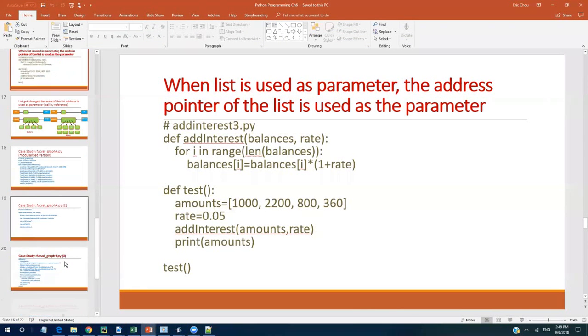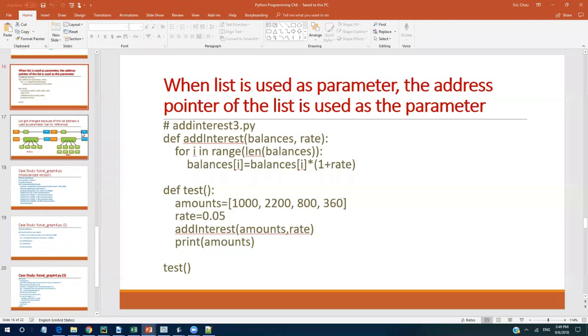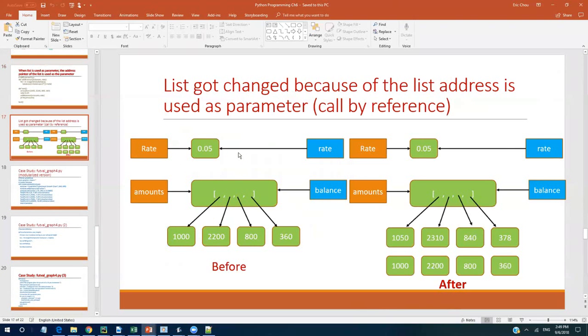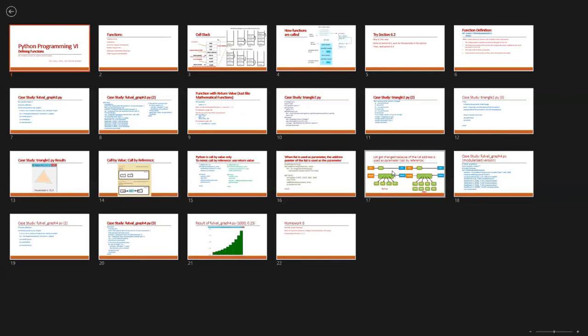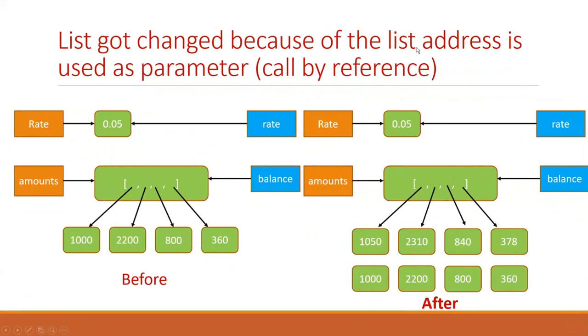Okay, so we have about 4 or 5 different pages. Let me continue. When you look at the program, when I have a list, like amounts, it actually is a reference value. So it points to a list that has 4 entries of data over there, right?